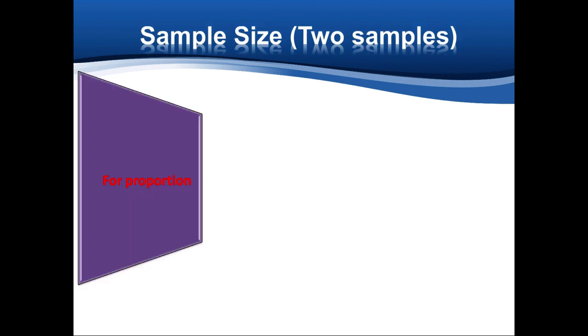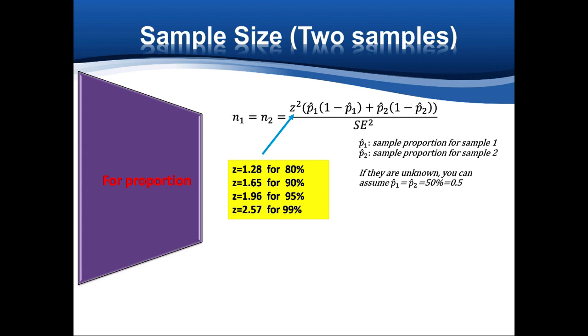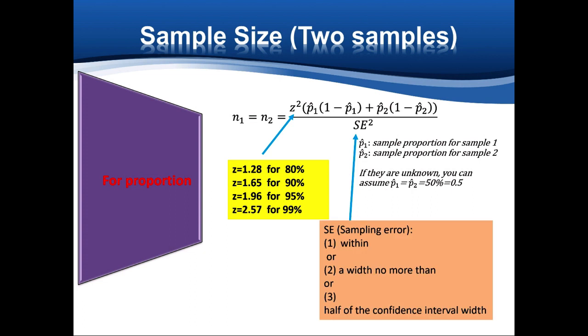For proportion, we use this formula to solve the sample size for N1 and N2. Here, P1 hat and P2 hat are the sample proportion of sample 1 and sample 2. If they are unknown, we can assume it as 50%, 0.5. SE is sampling error, usually is given. Also, remember to round up at the end.